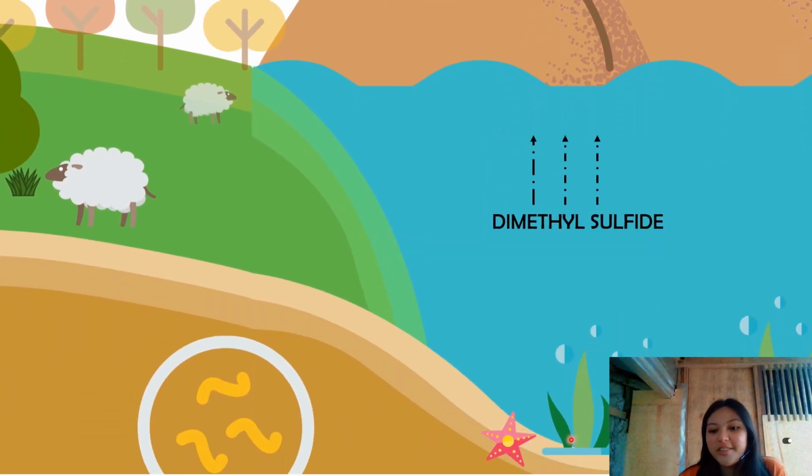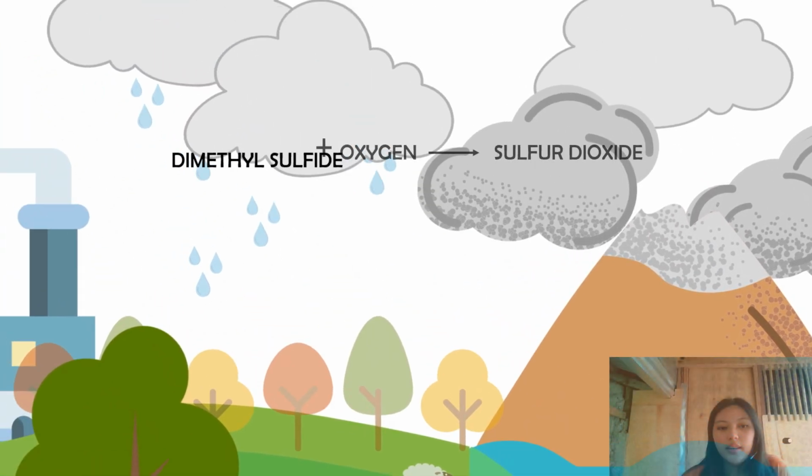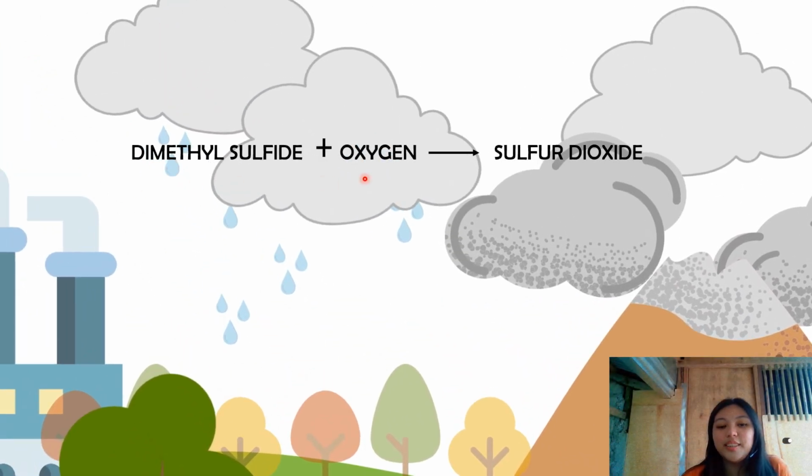Certain marine algae produce dimethyl sulfide. It is a volatile compound that enters the atmosphere as tiny droplets. Dimethyl sulfide reacts with atmospheric oxygen and produces sulfur dioxide.